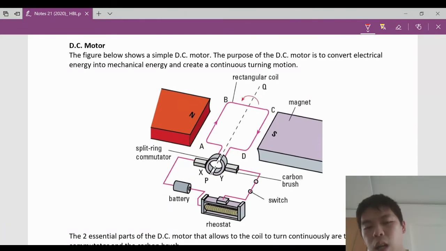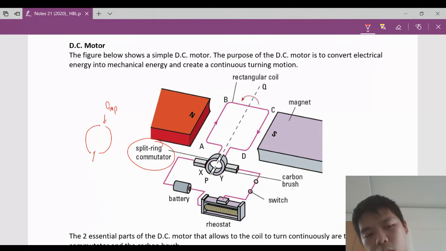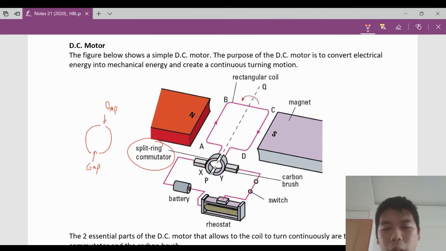So how do we modify it? We have to modify it by using a split ring commutator. Basically, it's just two pieces of metal. Instead of one full piece, now it's two pieces with a gap in between. In contact with them there will be carbon brushes, basically just to close the circuit like a wire. And yes, that's the main difference.